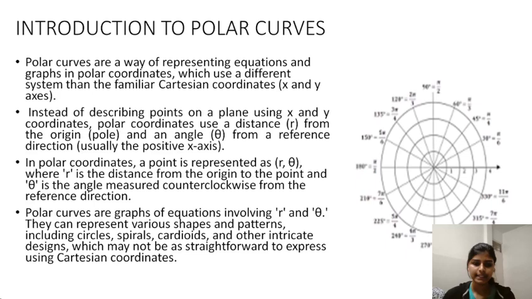In polar coordinates, a point is represented as (r, theta), where r is the distance from the origin to the point and theta is the angle measured counterclockwise from the reference direction. Polar curves are the graphs of equations involving r and theta. They can represent various shapes and patterns including circles, spirals, cardioids and other intricate designs, which may not be as straightforward to express using Cartesian coordinates.